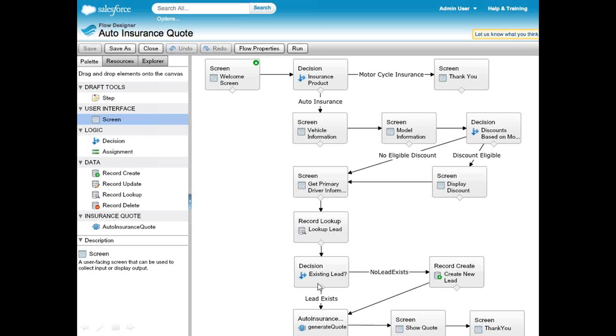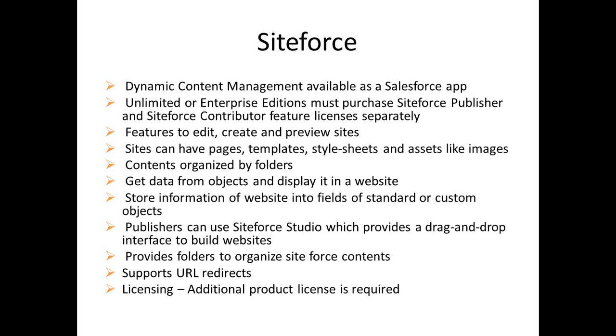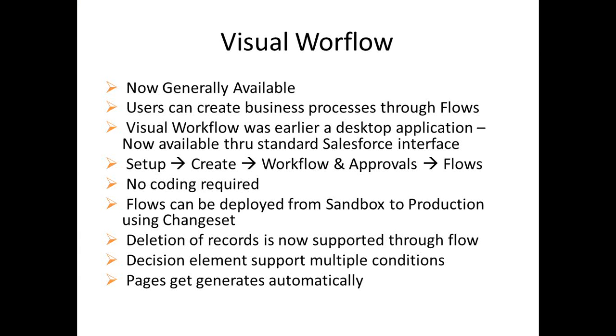This particular rectangle represents a decision. So we check if this is a lead or not. If not, then go to this screen. If it does exist, then go to this screen. So this kind of basic decision logic can be performed through Flow. Flow is available as part of the standard Enterprise and Professional editions. Enterprise and Unlimited edition, no license purchase is required.